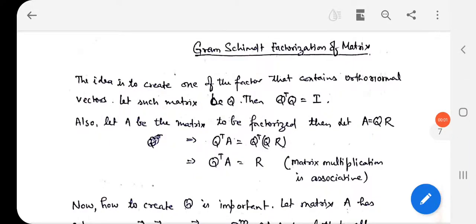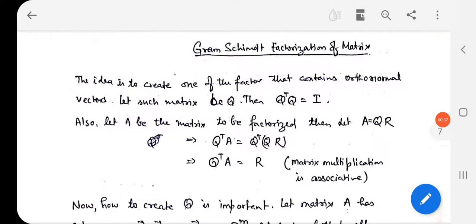In the previous video, we talked about projection onto a general subspace of m dimension. So we have m linearly independent vectors, onto which we took the projection of a vector. Now we are going to see the orthogonal factorization of a matrix, which we call Gram-Schmidt factorization.